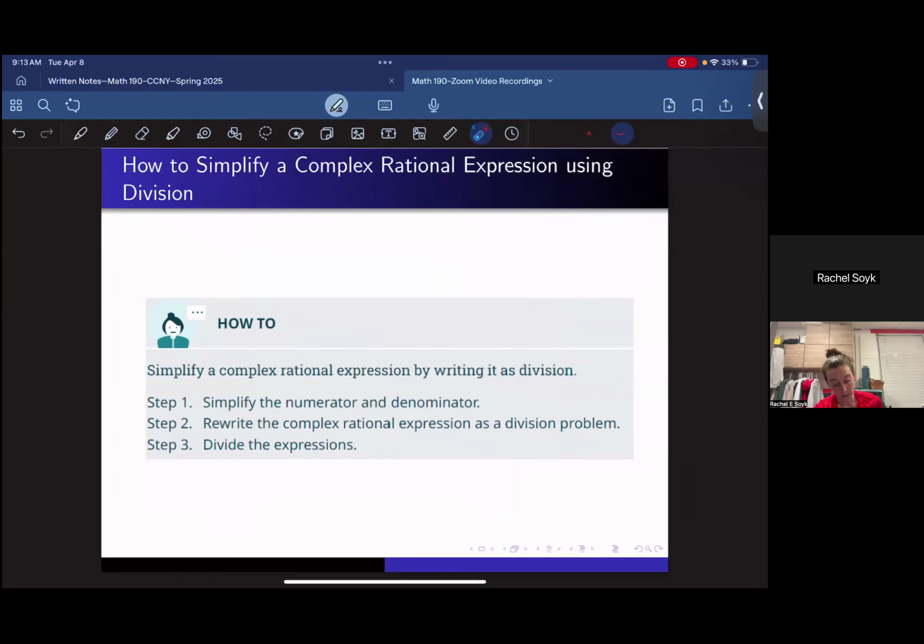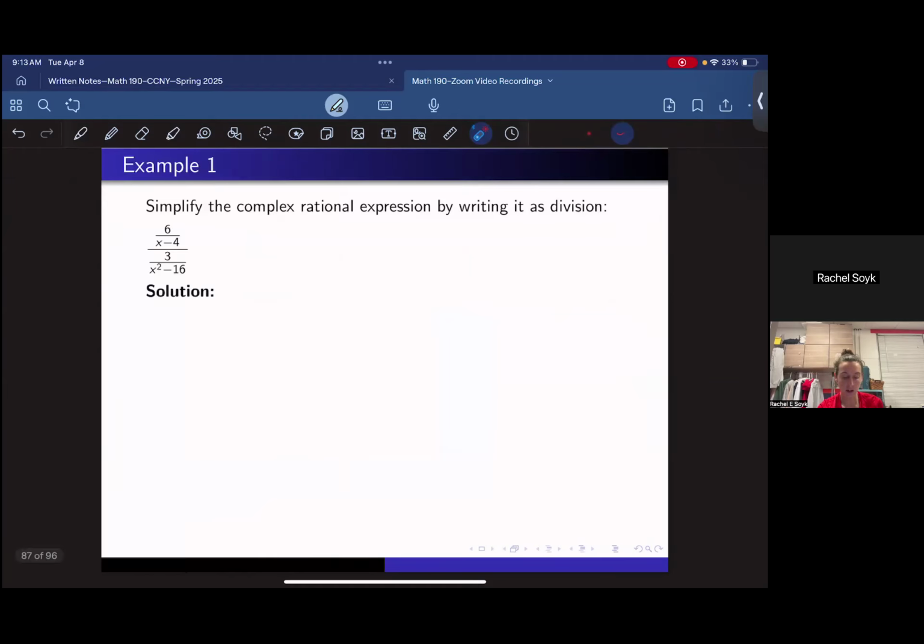This slide is just going through the formalized step-by-step procedure in order to simplify complex rational expressions. But there's no better way to really enforce these new learned skills than by tackling some concrete examples together. So let's look at this first example. Our numerator, our top fraction, is 6 over x minus 4. And then this is being divided by 3 over x squared minus 16.